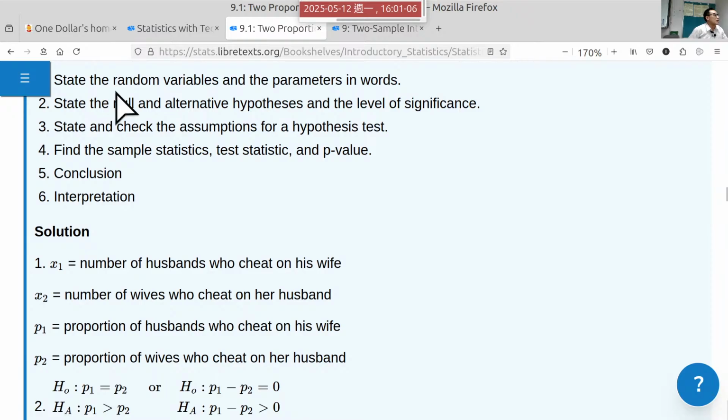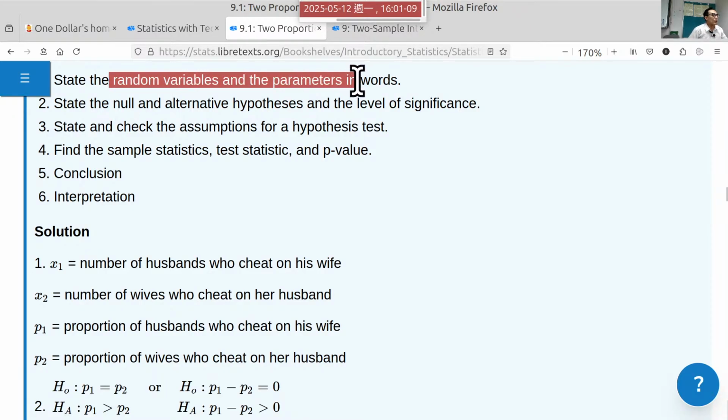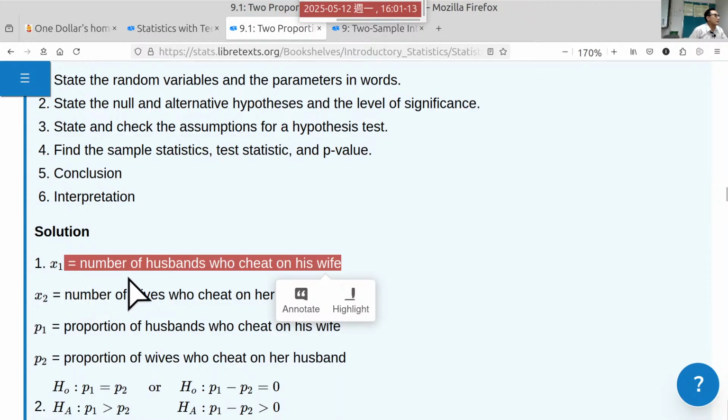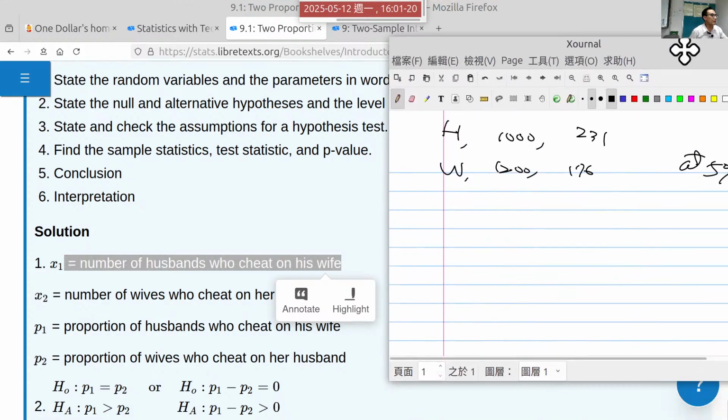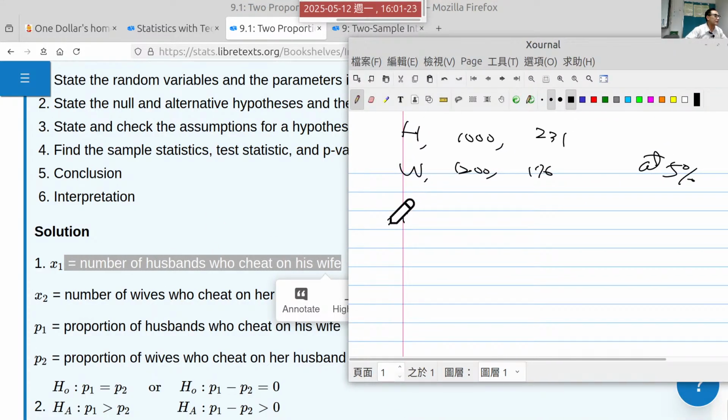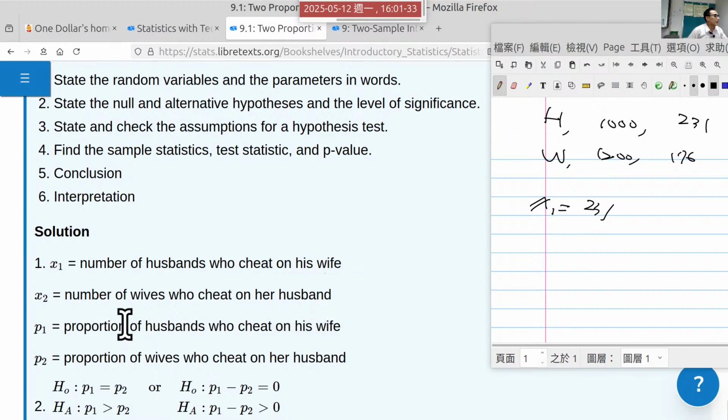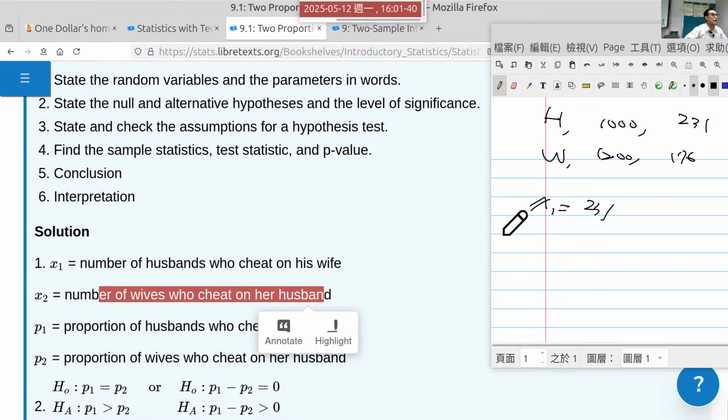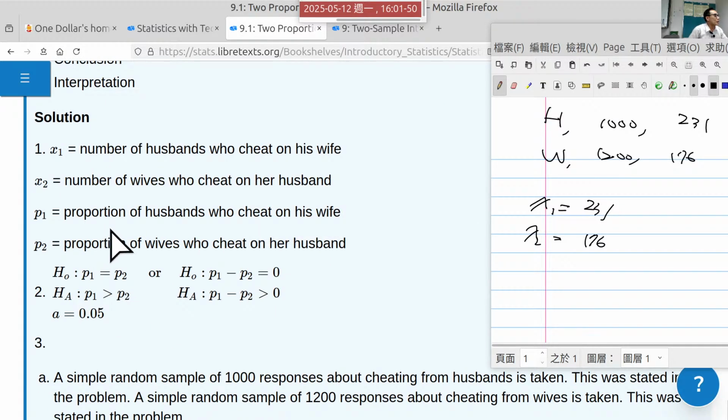First, state the random variables and parameters in words. X1 is the number of husbands who cheat on their wives, and we know that X1 is 231. X2 is the number of wives who cheat on their husbands, and X2 is 176. And P, the proportions of husbands who cheat on their wives.